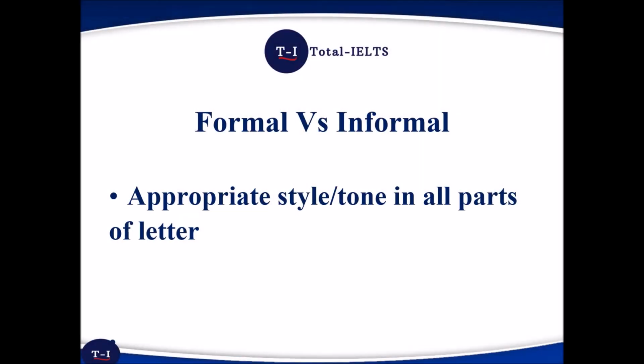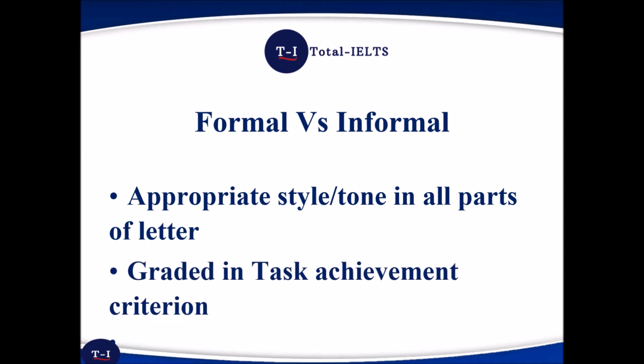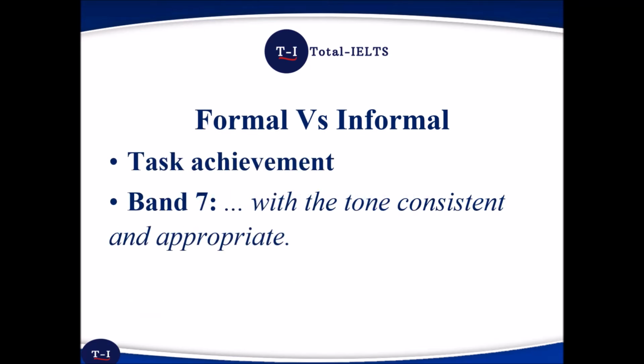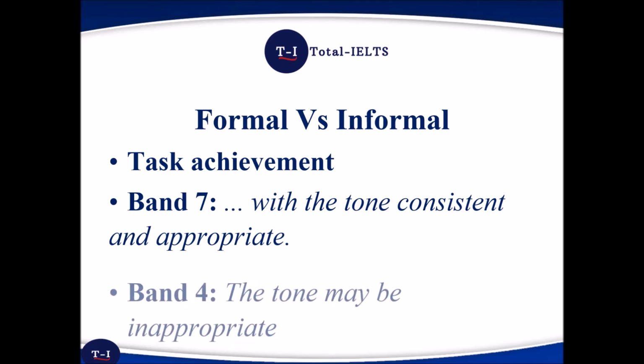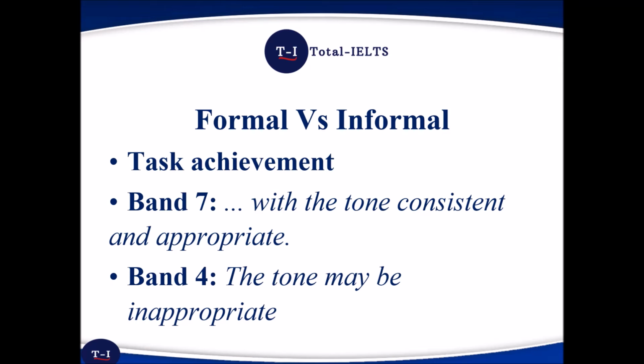Once you've decided if your tone or style is formal or informal, you must stick with this in all parts of your letter. This will be graded in the task achievement criterion. For example, you can be awarded a band 7 with consistent style or tone, which is also appropriate all the way through your letter. You will be awarded a band 4 if you have inappropriate style or tone.